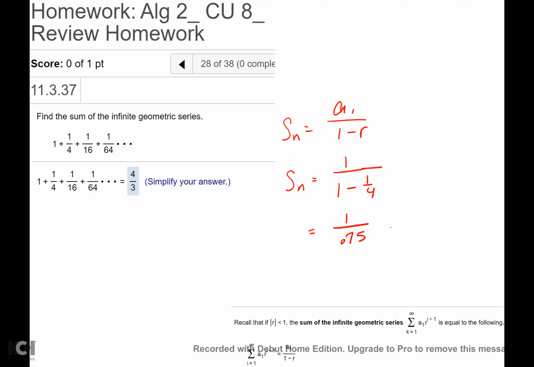And if I do 1 divided by 0.75, I get 1.333 repeating. If I math enter that, I get 4/3.